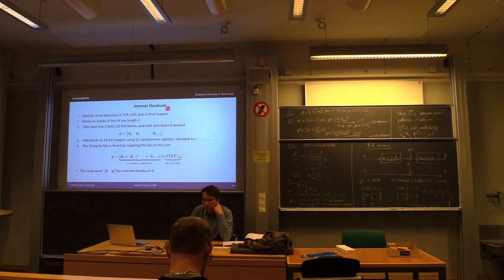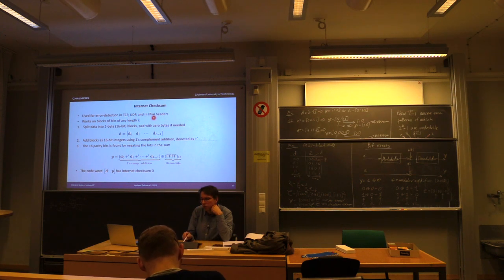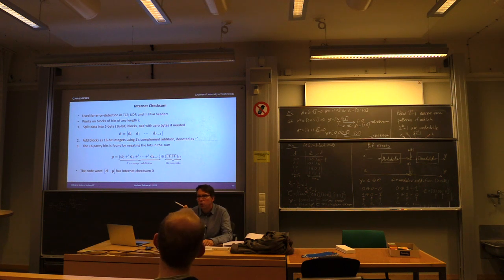So the internet checksum is used for error detection in TCP, UDP, and IPv4, and it's used to error check the headers. So it's actually not caught by the data link layer. I mean, IP is on the network layer, and UDP and TCP are on the transport layer. So this is error detection on higher layers, I would say.